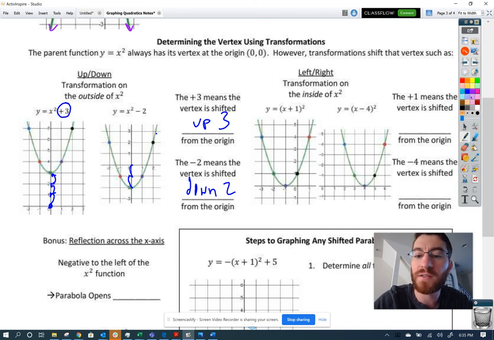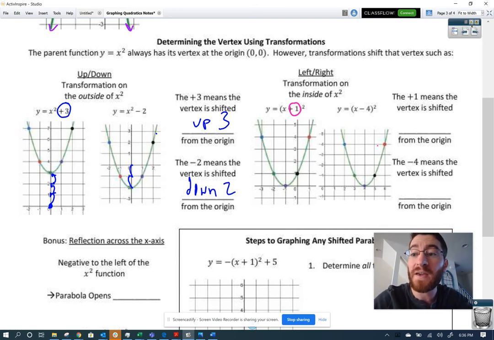So for left and right transformations, that's when we have a transformation on the inside of x squared, or we have an additional number that's inside the squared function that's next to the x squared. That shifts our parabola left or right, okay? But it's the opposite of what you might think it is. So when we have a +1 on the inside with the x, that actually means left 1. So left 1, we usually start at the origin, but we're going left 1 instead.